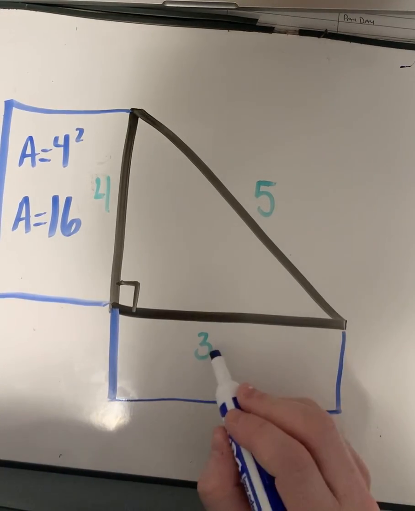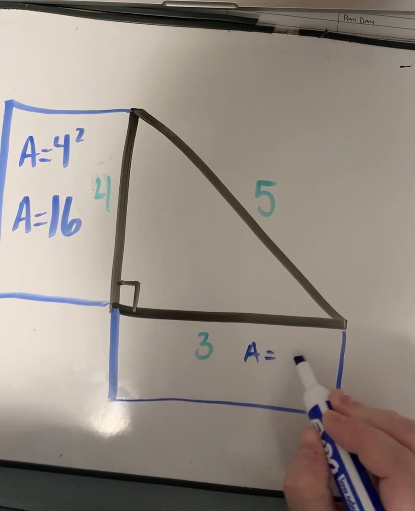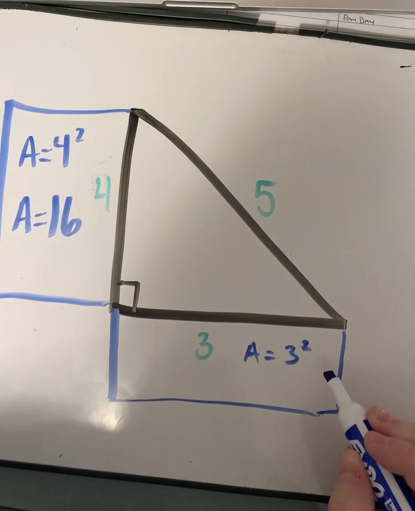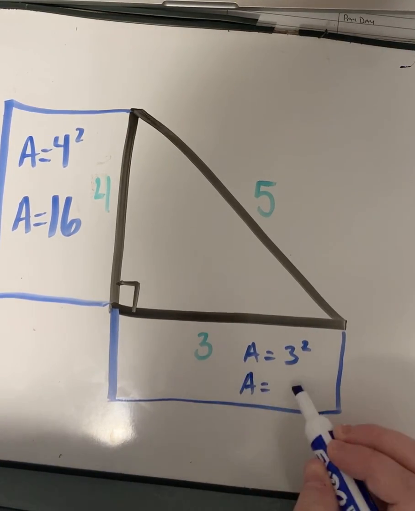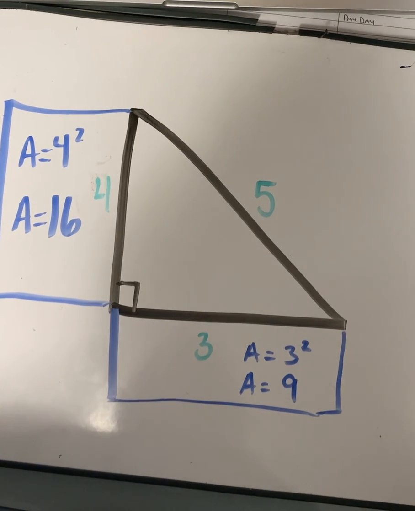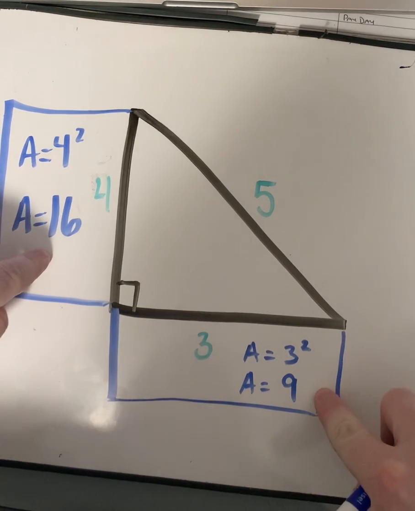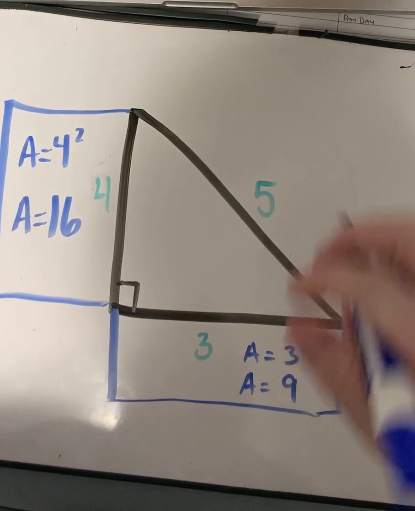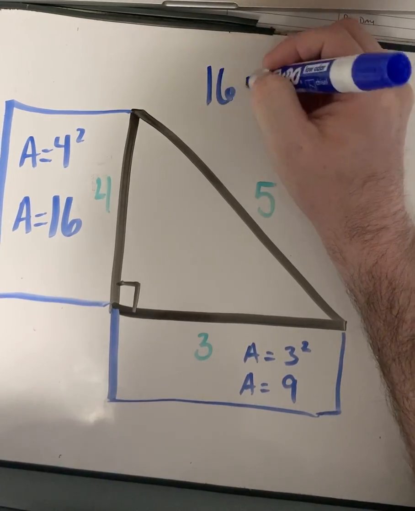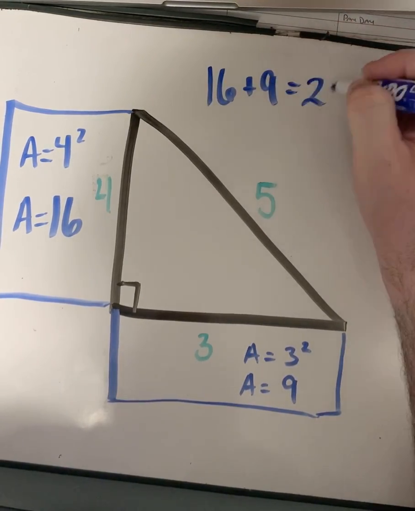Well, if we know that this is 3, we know the area of this square is 3 squared, which means that the area is 9. Okay? So we have the areas of two squares. If we do the math, 16 plus 9 equals 25.